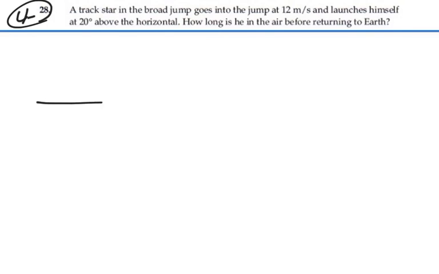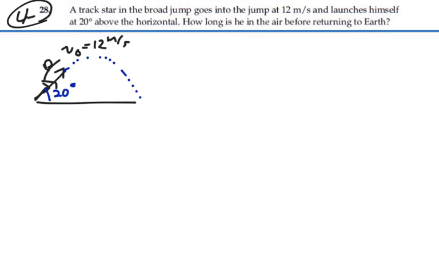So let's imagine what's going on here. We are going to have a track star launching himself into the air at an initial speed of 12 meters per second, and he'll go through projectile motion like this. Launch angle is 20 degrees.